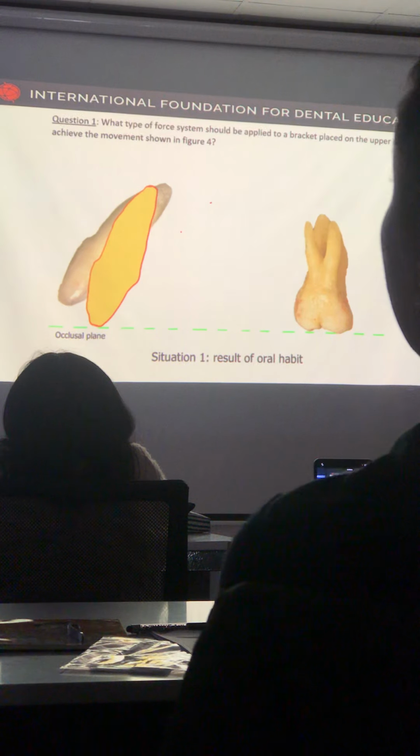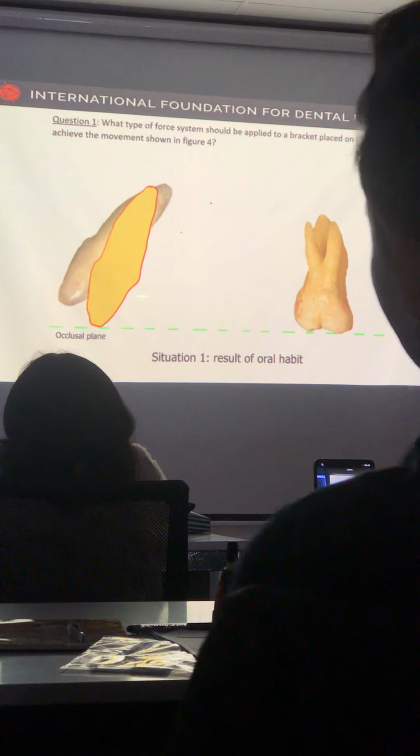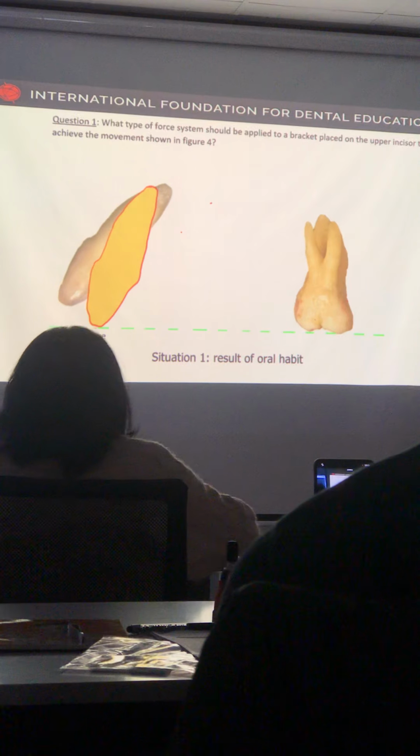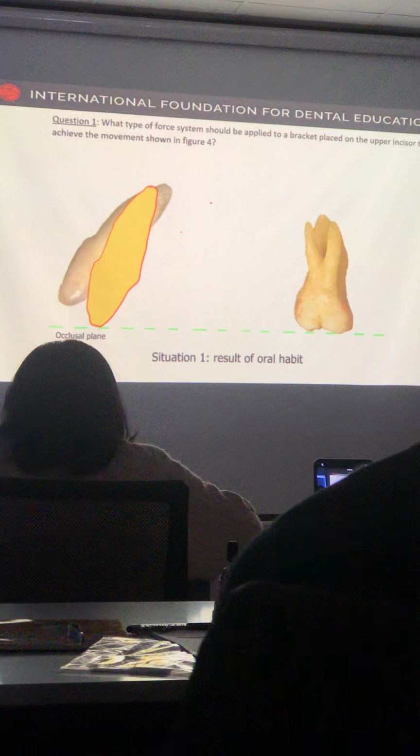Uncontrolled tipping. Yes, because this is a typical case where you have a kid that has been sucking his thumb, pushing the teeth this way. So this one you can really easily put a simple force, because the simple force will just push the tooth, which is what you want to do. At the center of resistance, you will tend to push the apex forward. This is what you want to do. So in these cases, when you have the teeth that are over the occlusal plane and you just want to tip them back, this is fantastic.